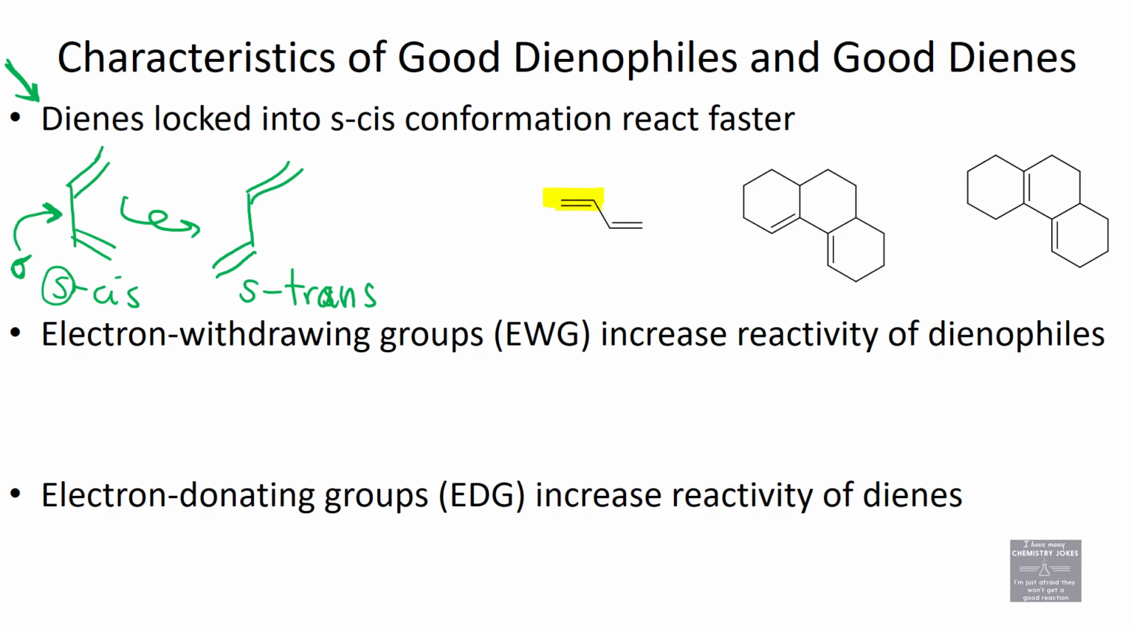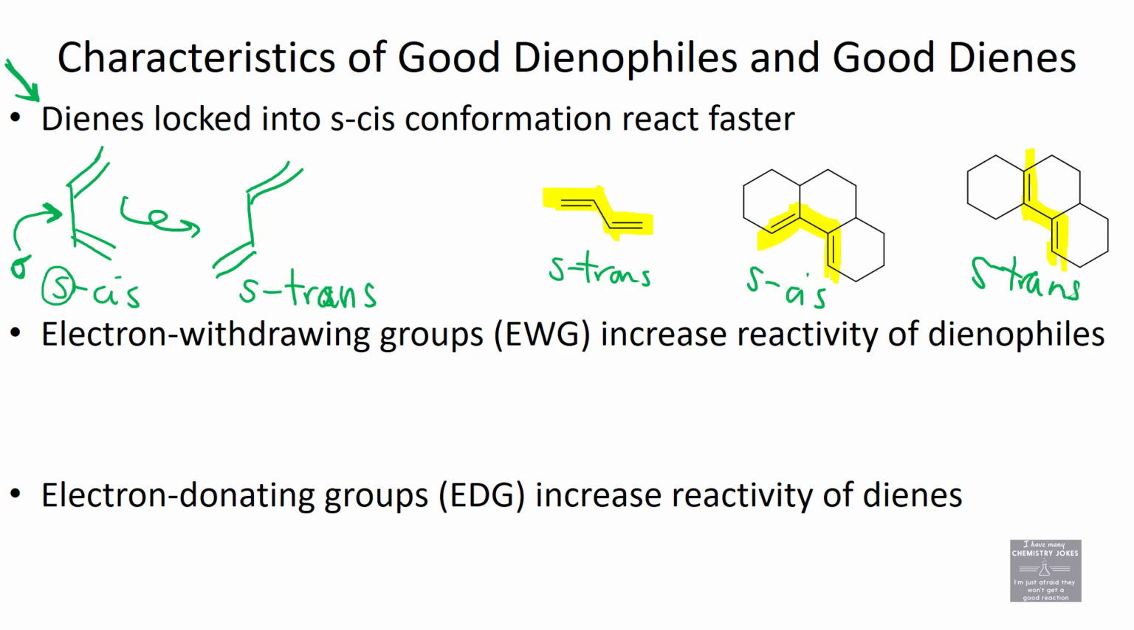So if I go through my examples over here, this guy looks like he's in an S-trans conformation. This guy looks like he's in an S-cis conformation. This guy looks like he's in an S-trans conformation as well. So what does that do for me? What does that mean? We said this one's S-trans. We said this one's S-cis. We said this one's S-trans. I didn't say, but should have, the diene has to be in an S-cis conformation to react whatsoever.